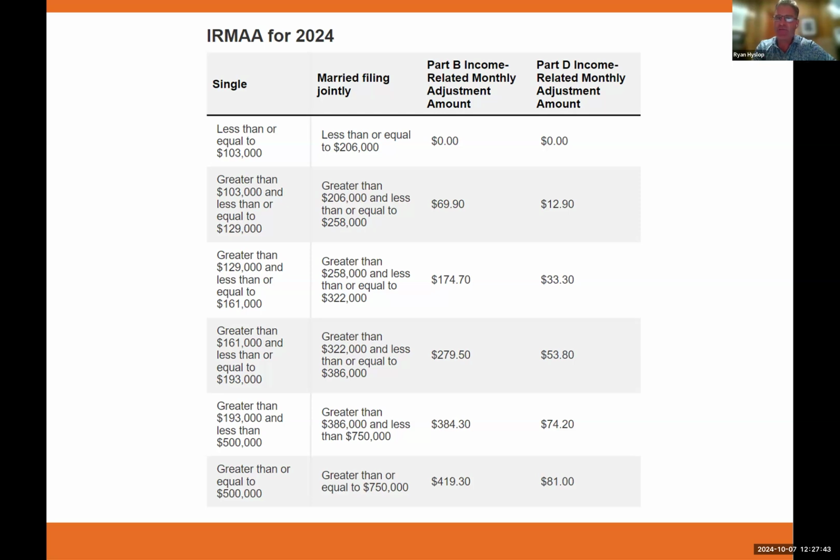And recall, this isn't just the income-related monthly adjustment for one beneficiary. If you're married, this is for both of you. So potentially an extra $400 a month or more times 12, that's almost $5,000 annually. It is $5,000 annually. Actually, if you take that bigger number there at the bottom, $750,000 or more, so 500 times 12, or excuse me, 419 times 12, roughly 5,000 times 2 is 10,000. That's 10,000 extra in just Medicare Part B premiums. Now add on Part D. So you can see that IRMAA makes a difference. And if you didn't think Medicare was means adjusted, it certainly is, and this is your proof.